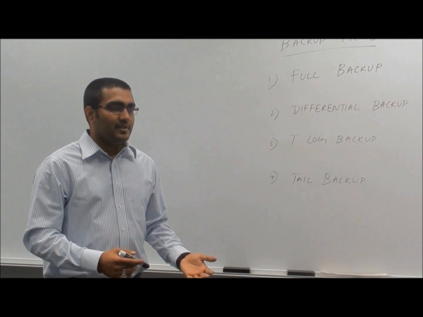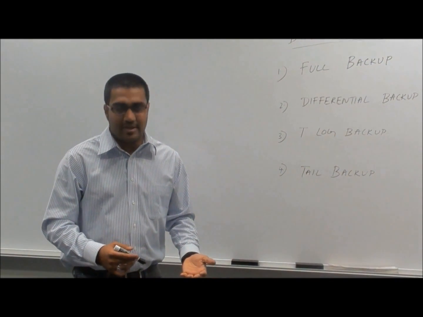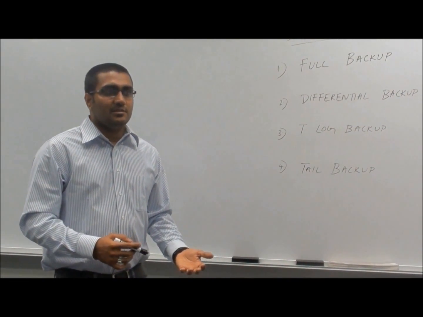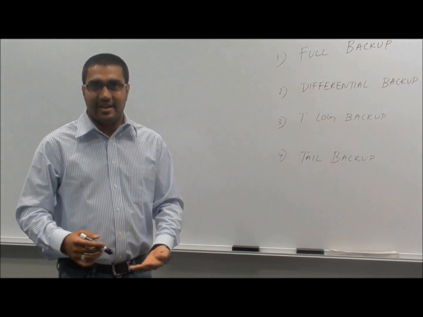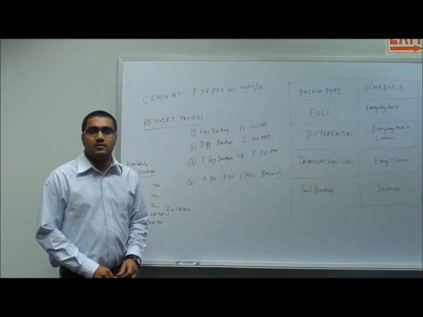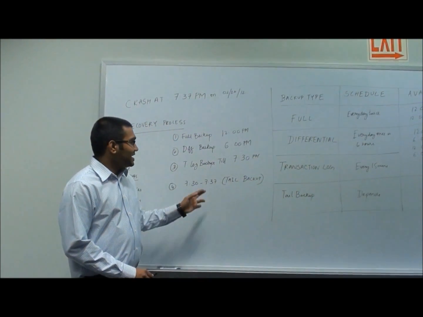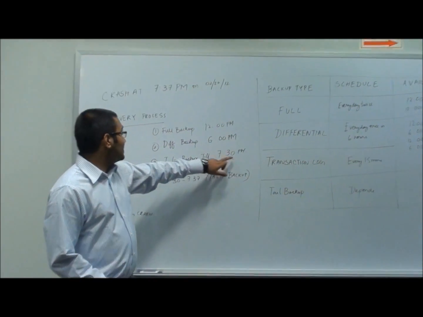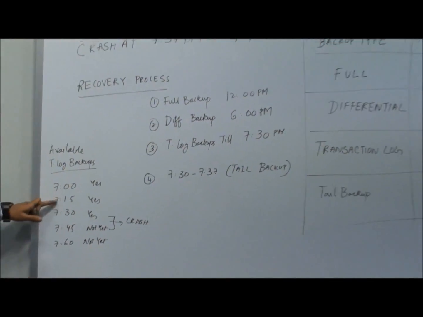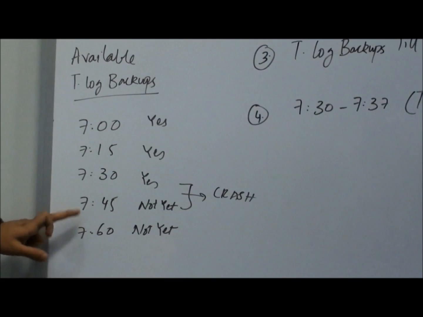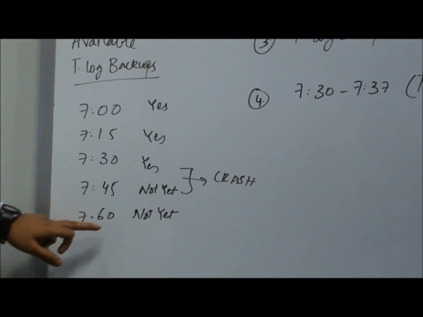Let's take a time interval between 12 p.m. and 1 p.m. Okay? So then you have transaction log backups happening at 12, 12:15, 12:30, 12:45 and again 1. So that's the way they're scheduled. So now, we have transaction log backups till 7:30 p.m. The crash occurred at 7:37 p.m. That is, we have transaction log backups at 7, 7:15 and 7:30. We do not have the transaction log backups at 7:45 and at 8 p.m.